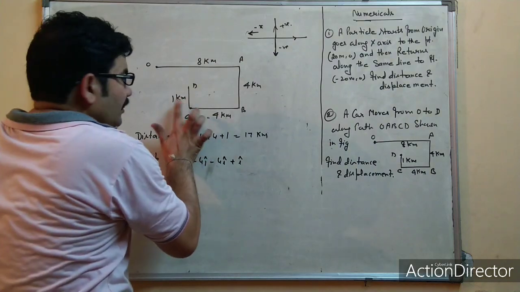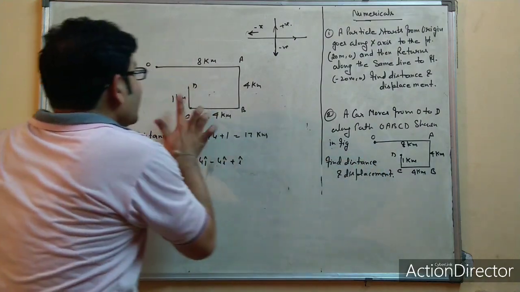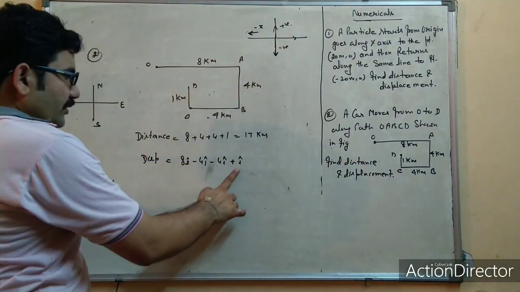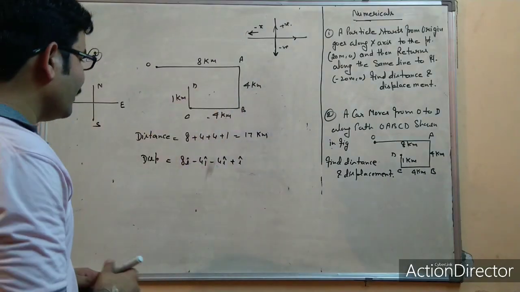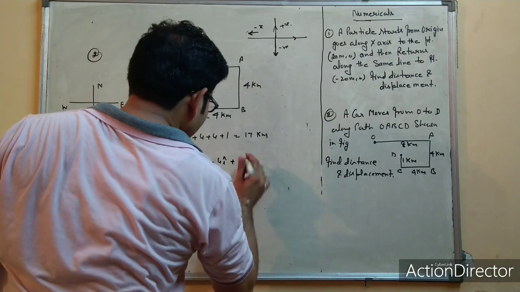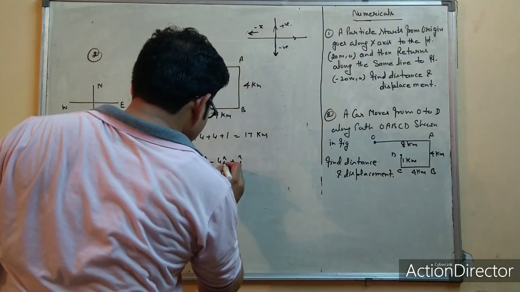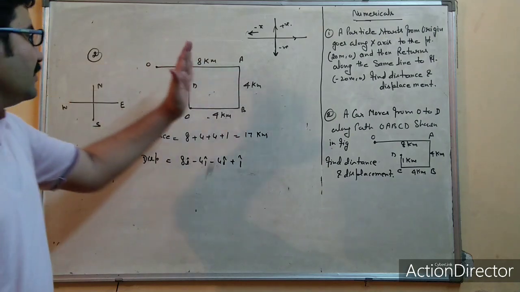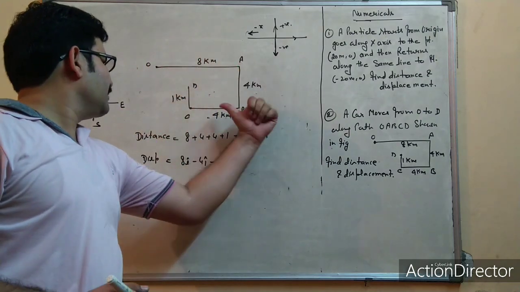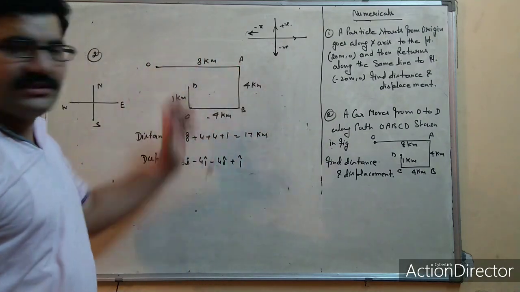And this will be 1 kilometer. This is in the upward direction of the y-axis, so you have to take here j, and this is i. One more time: 8i minus 4j minus 4i plus j. Now add it.